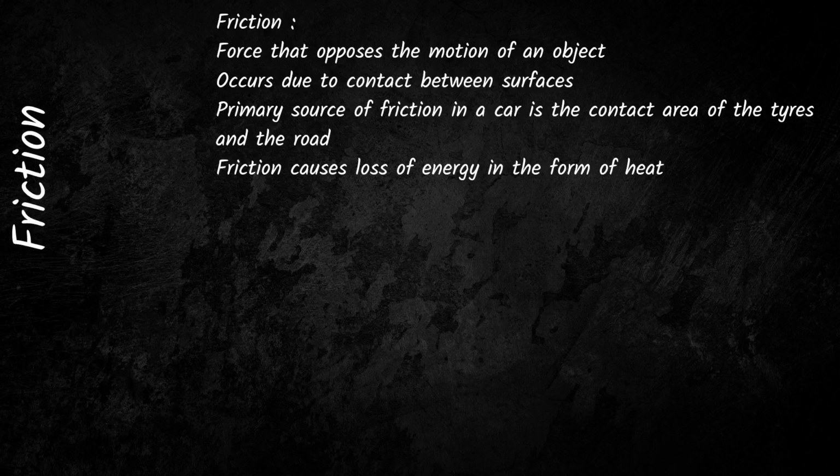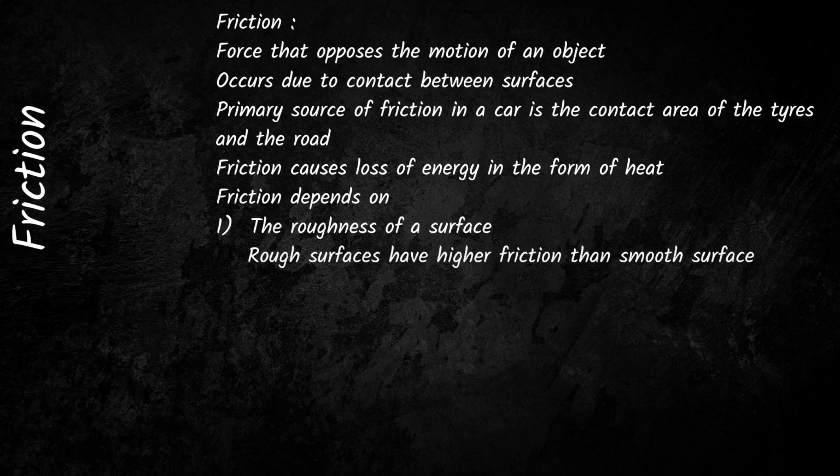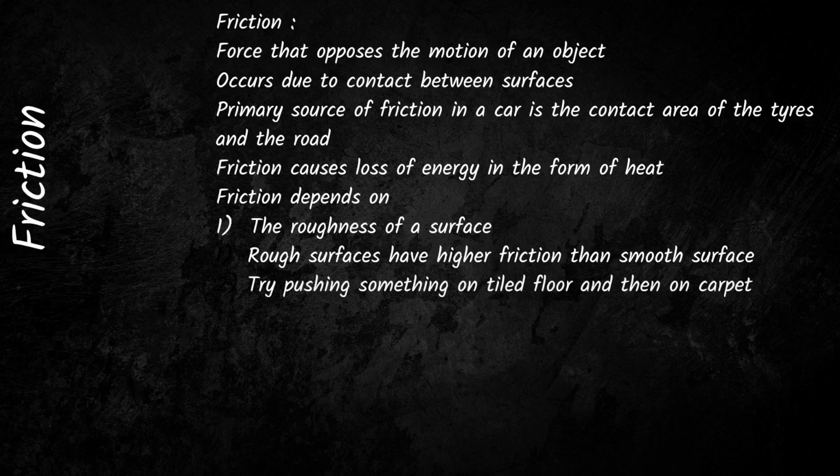Friction depends on various factors. Number 1, the roughness of a surface. Rough surfaces have a higher friction than smooth surfaces. Example, try pushing something on a tiled floor. It's relatively easy to push, but if you push the same object on a carpeted floor, it's very difficult. Number 2, a coating on a surface can increase or decrease the friction of a surface.